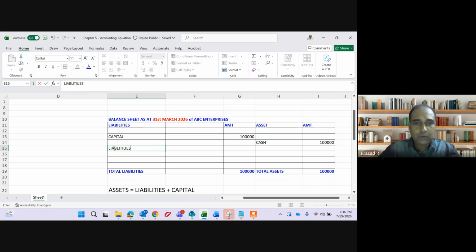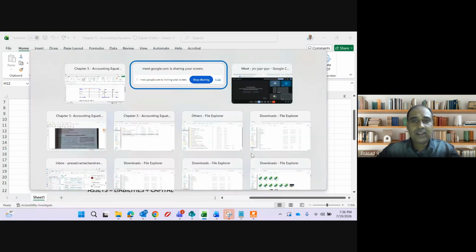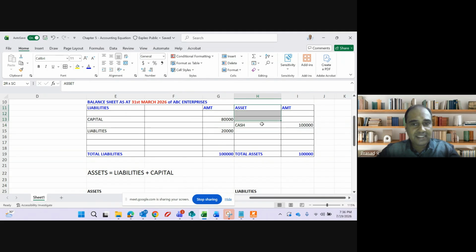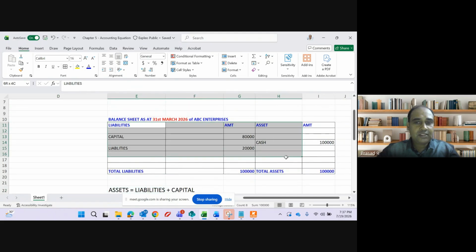On the liability side, we have capital, which is an internal liability. And then we have liabilities like bank loan and creditors, which will come under liabilities. And on the asset side, we have any assets, whether it's furniture or fixtures, building, plant and machinery, cash, everything comes on the asset side. So the accounting equation, if you see, one side is assets, another side is capital plus liabilities. This is a very basic sample balance sheet that I'm showing you. So the accounting equation is assets equal to liabilities plus capital. This is derived from this concept only.